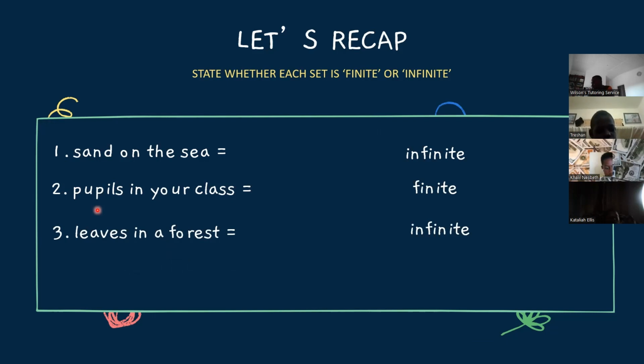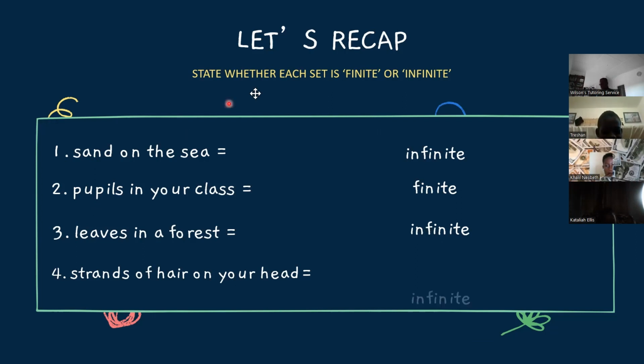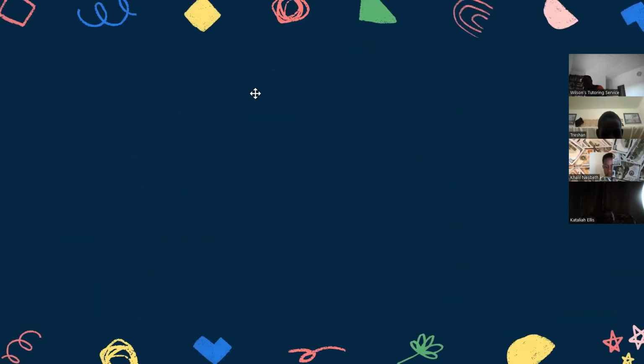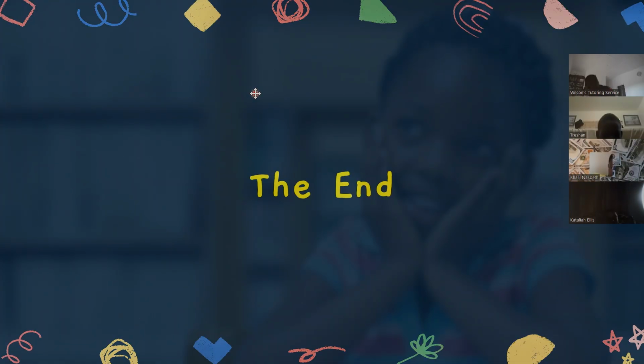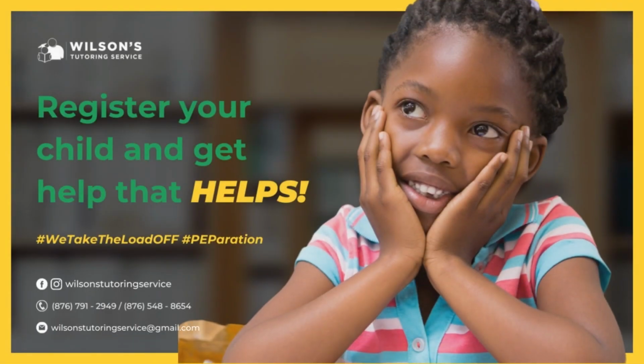Strands of hair on your head. Finite. This guy can count. Can you count all the hairs on your head? Think about it. Infinite. It will be infinite. And that is the end.